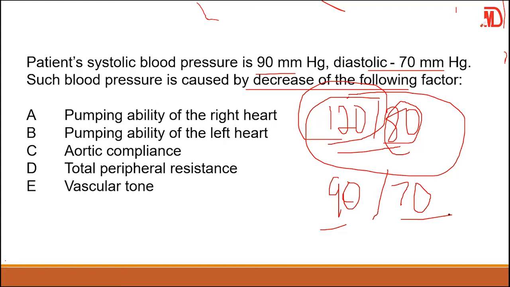So when these values are decreased, it means we are having a problem with pumping ability, or that it can be decreased. Therefore, over here we are dealing with the pumping ability of the left heart. That should be what we need to be looking at. So over here, your answer is B. All right.